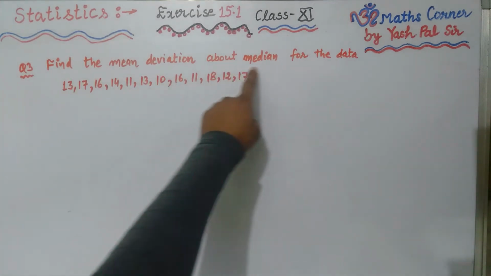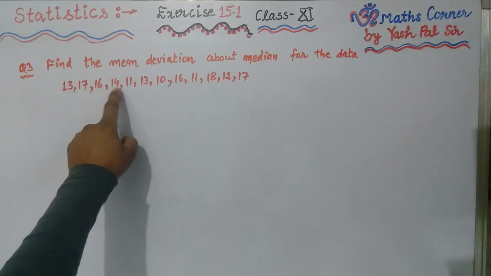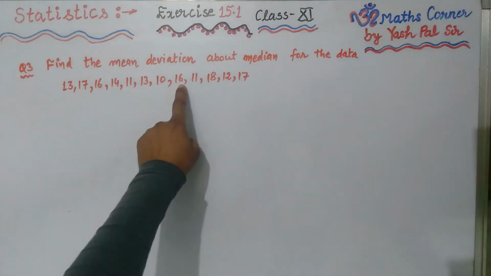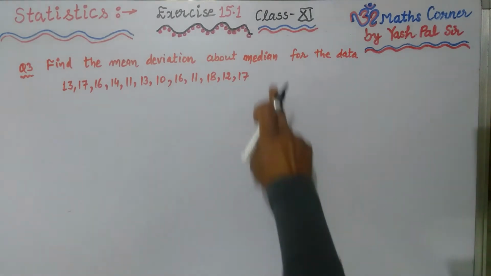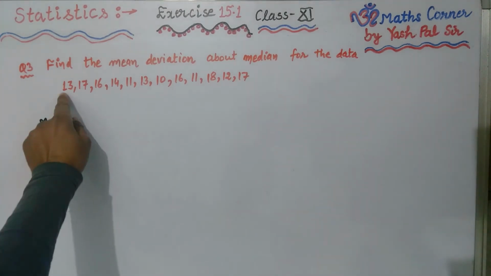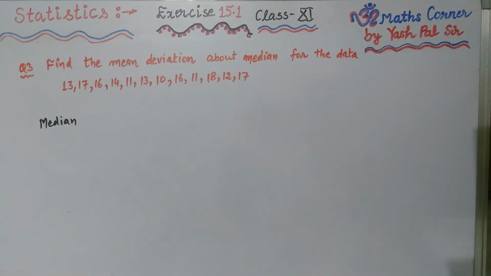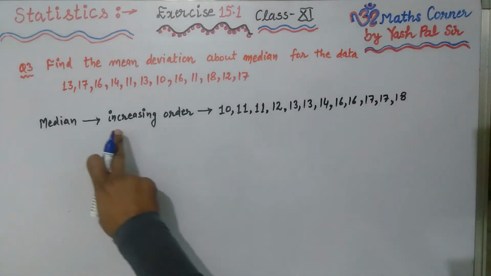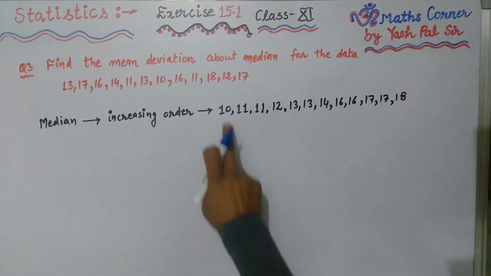Find the mean deviation about the median for the data 13, 17, 16, 14, 11, 13, 10, 16, 11, 18, 12, 17. Right? First of all, the median. In order to find the median, first of all we have to arrange the observations either in ascending order or in descending order. I am arranging here in ascending order.